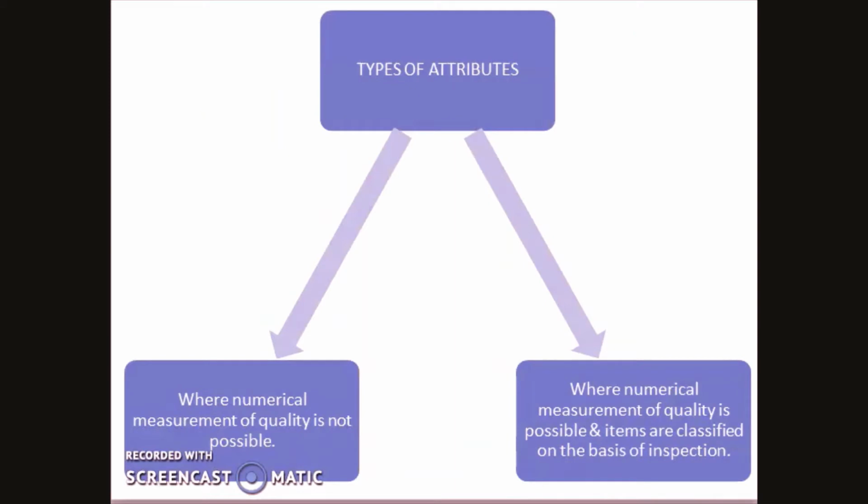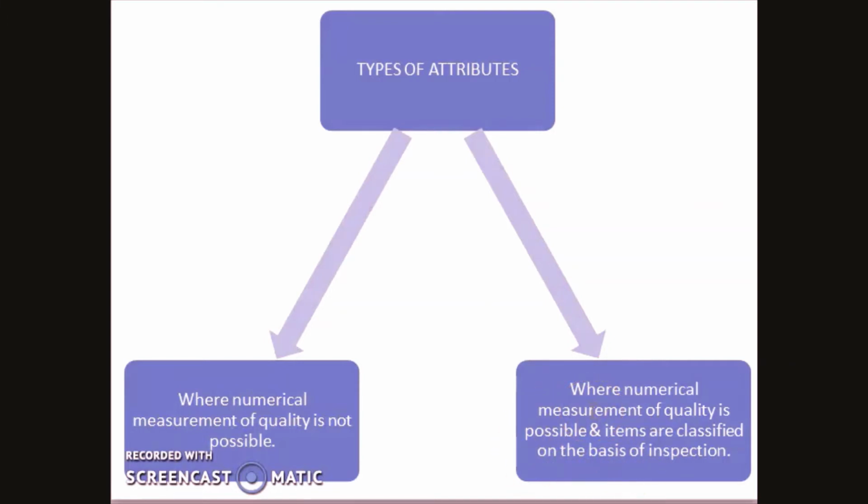Now, there are two types of attributes. First, where the numerical measurement of quality characteristics is not possible. For example, color, scratches, damages, missing parts, etc. And the second one is where the numerical measurement of the quality characteristics is possible and items are classified as defective or non-defective on the basis of inspection.